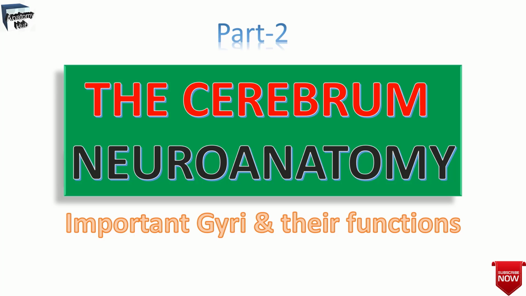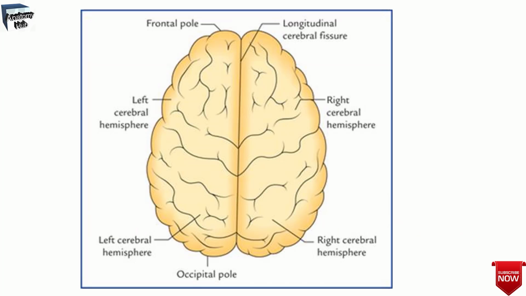Today we'll study the cerebrum part 2 in the section of your neuroanatomy. So today's main topic will be the importance of the gyri and their functions. The brain has a unique appearance that consists of many ridges and indentations that we'll see in the next slide here.